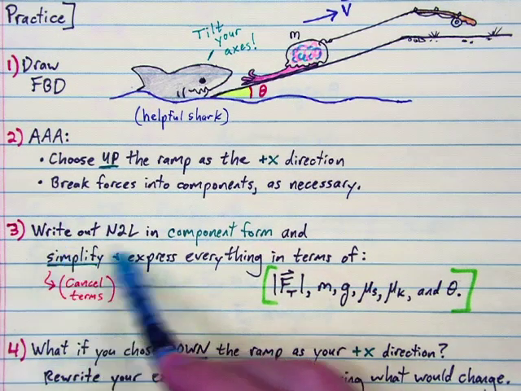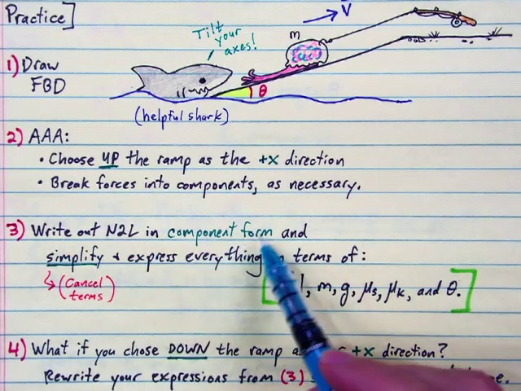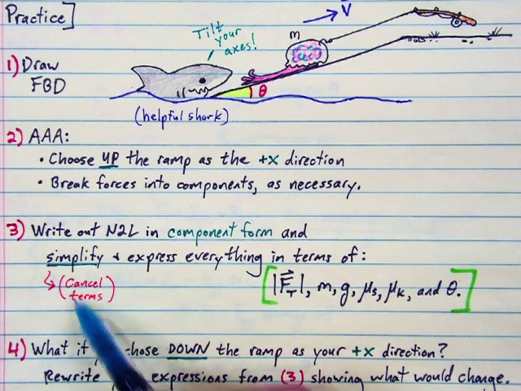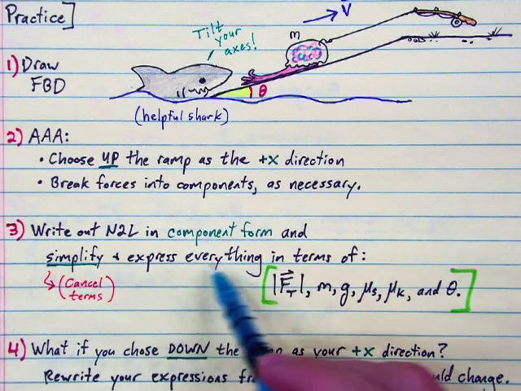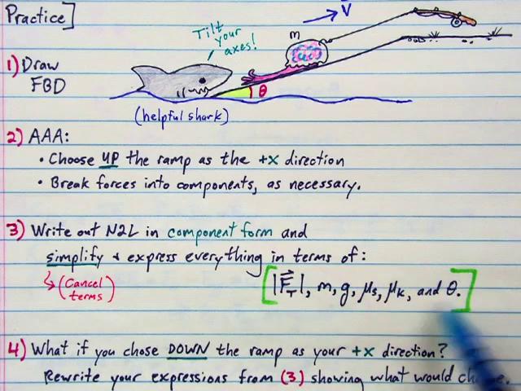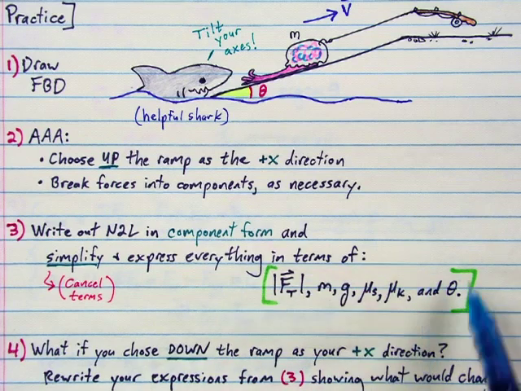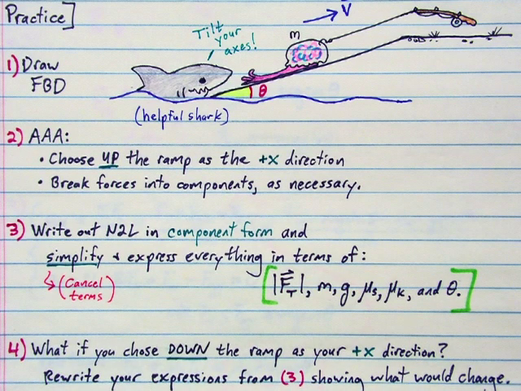Then 3, write out Newton's second law in component form and simplify that, meaning canceling terms that cancel if there are any, and express everything in terms of just these variables here. You won't necessarily use all of them, but you must get everything in terms of these variables right here.